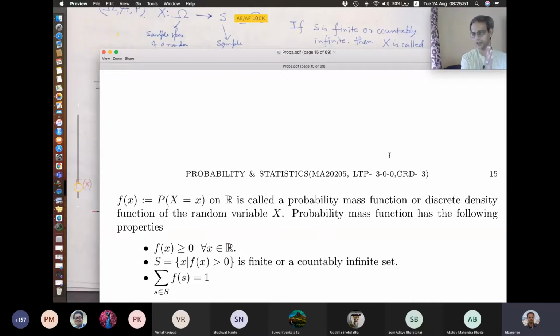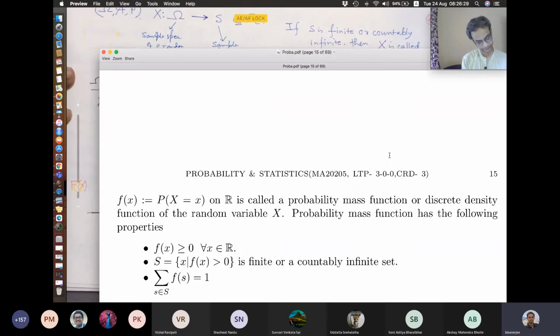That means the total amount of jump is 1 because you are starting from 0 and you are reaching 1. And for any real number, f(x) is either positive or 0. And for the sample space S of the random variable, f(x) is always strictly greater than 0. So these are the properties of the probability mass function. And it is also known as the discrete density function. So let me just write down the same thing once again.